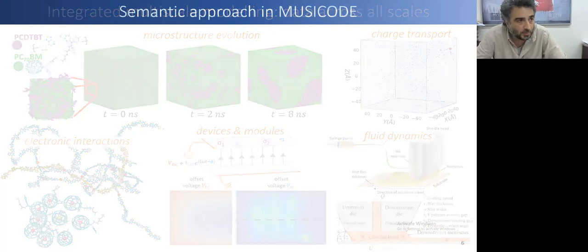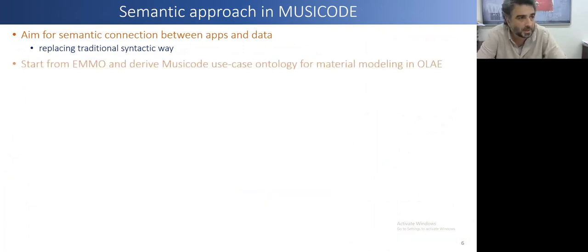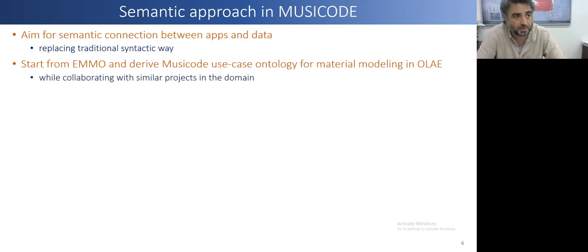Semantics are really important here. We aim for a semantic connection between the data and the applications, the code that we're using, so replacing the traditional syntactic way. We are starting now. We're going to start from EMMO and then derive our use cases, our ontologies for the organic and large area electronics.